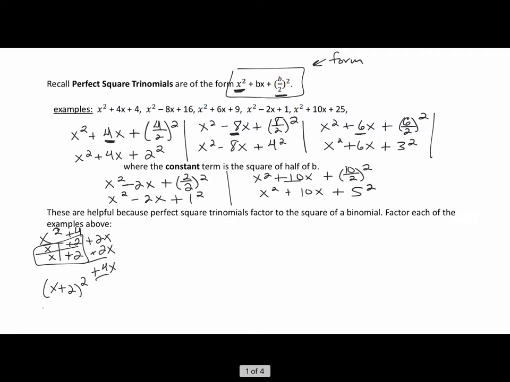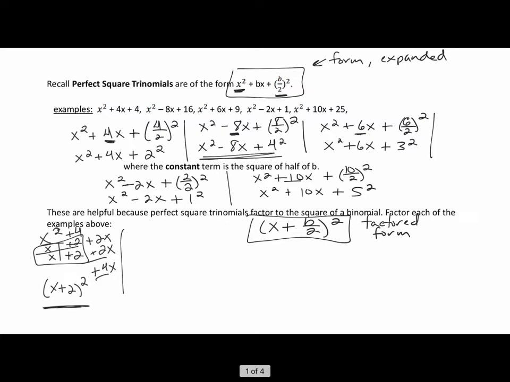And so we can go directly to this form because this form is x plus half of b squared. Don't believe me? So that's the factored form. And this form up here is expanded form. Okay. So let's try the next one, the x squared minus 8x plus 4 squared. So this is going to be x plus half of b squared. So that means x minus 4 squared.